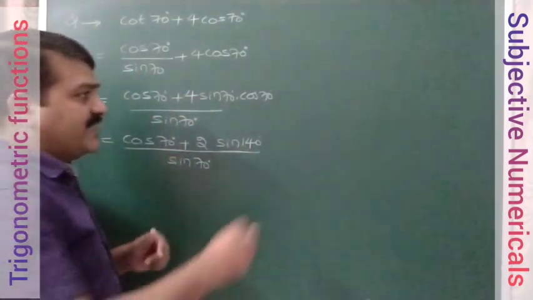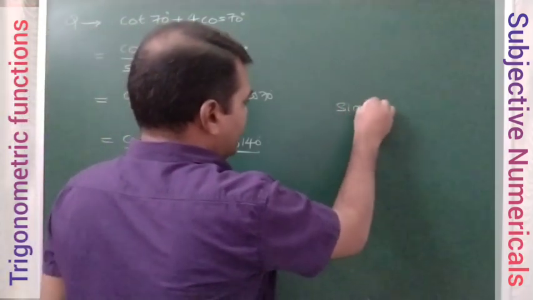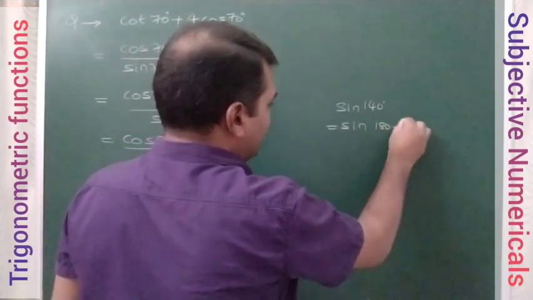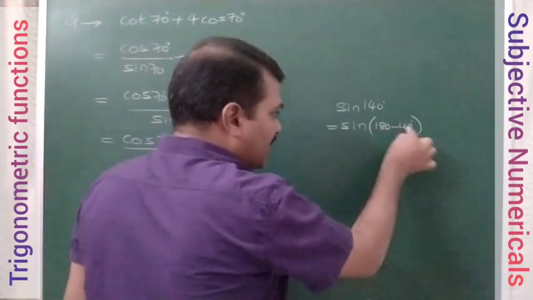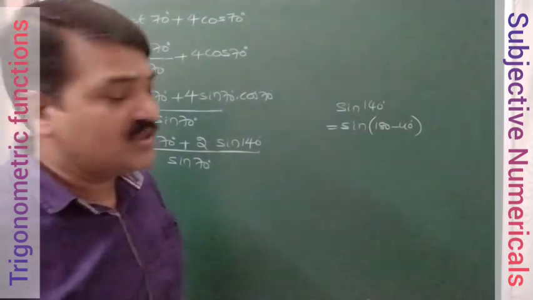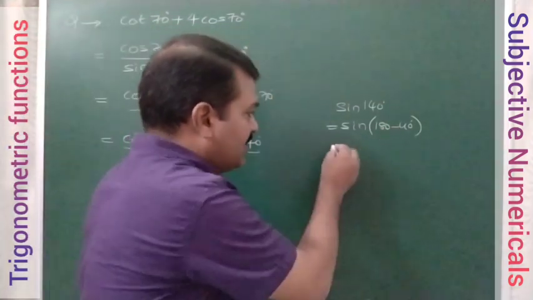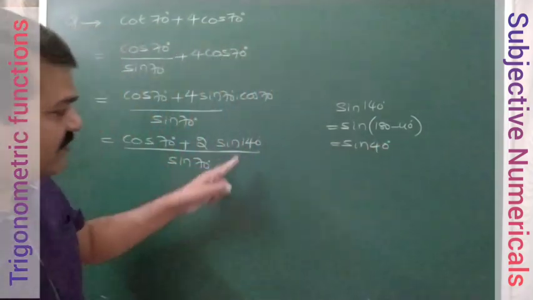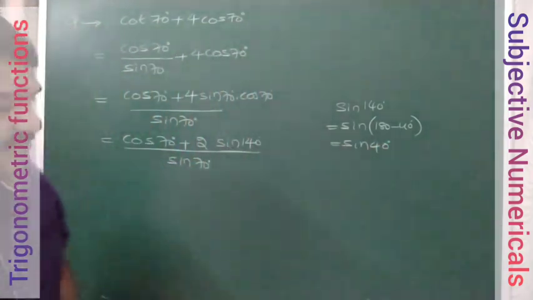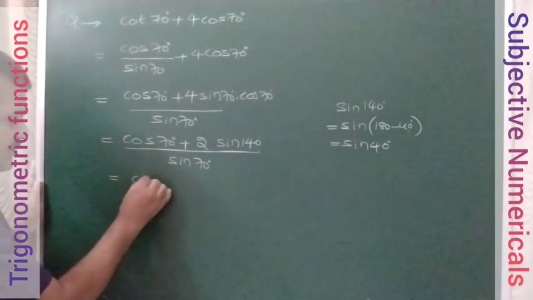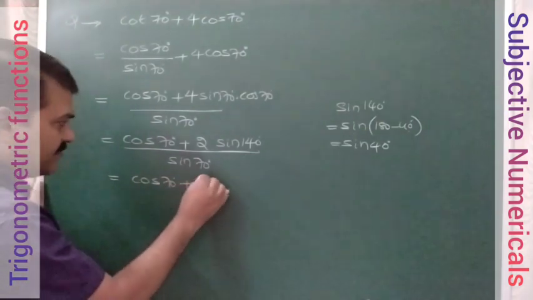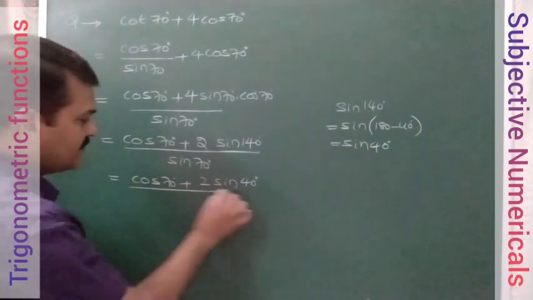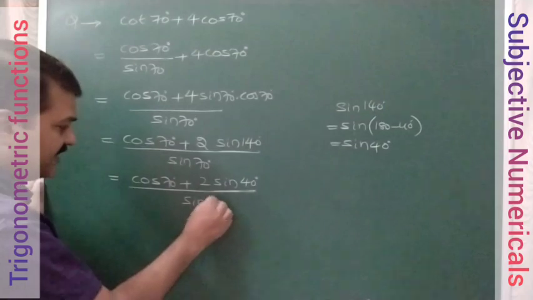Now we will write this sin 140. You can write sin 140 as sin of 180 minus 40. In the second quadrant sine is positive of course. So sin of 180 minus 40 means sin 40 you will get. So sin 140 can be taken as sin 40. So cos 70 plus 2 into sin 40 by sin 70.